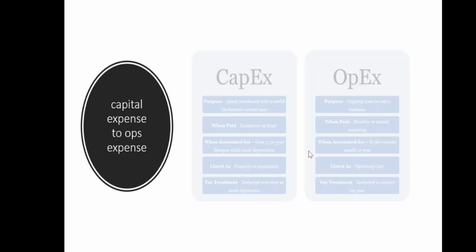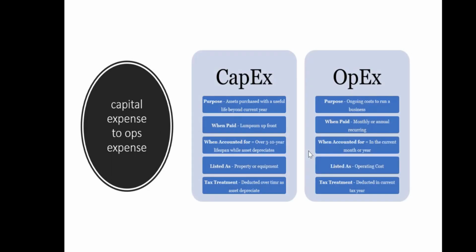So we talked about four different approaches to connect with GCP. Next, we are talking about capital expenses to operational expenses. Means what?